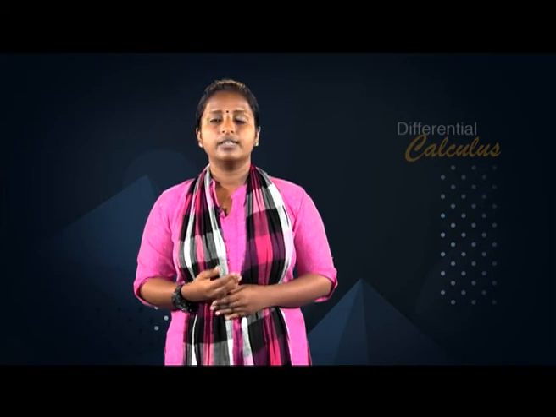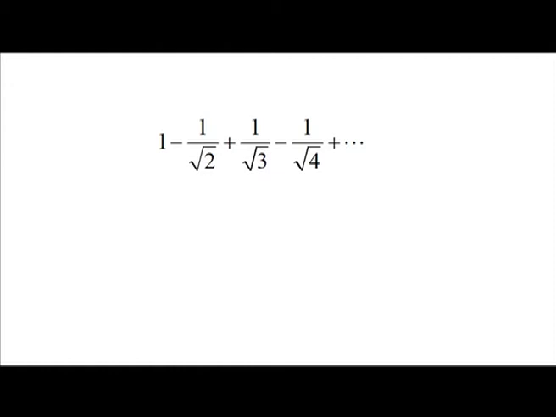In particular, 1 minus 1/√2 plus 1/√3 minus 1/√4 plus etc. is a conditionally convergent series, while 1 minus 1/2^(3/2) plus 1/3^(3/2) minus 1/4^(3/2) plus etc. is an absolutely convergent series.